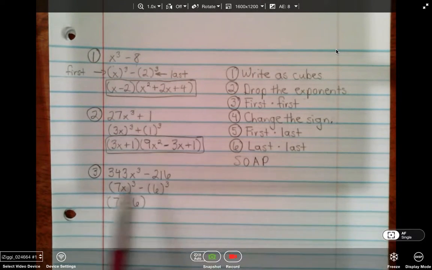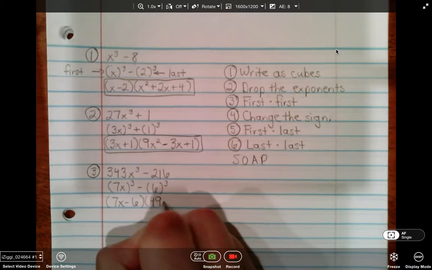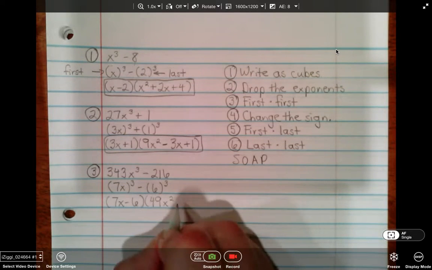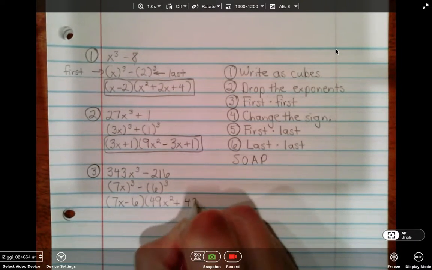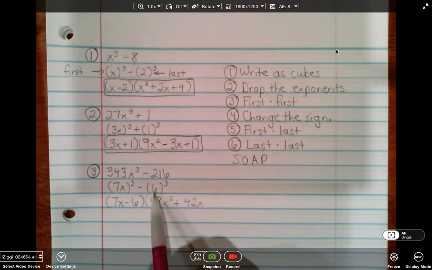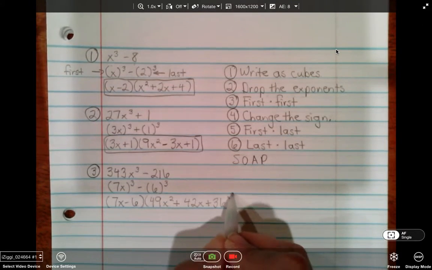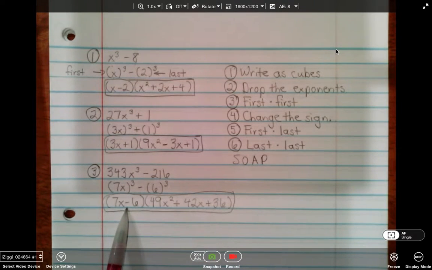First times first, 7x times 7x is 49x squared. Change the sign. All I see are minus signs, so it becomes plus. First times last, 7x times 6 is 42x. And then last times last, 6 times 6 is 36. And that's our answer. SOAP your signs: same as the original problem, opposite, always positive.